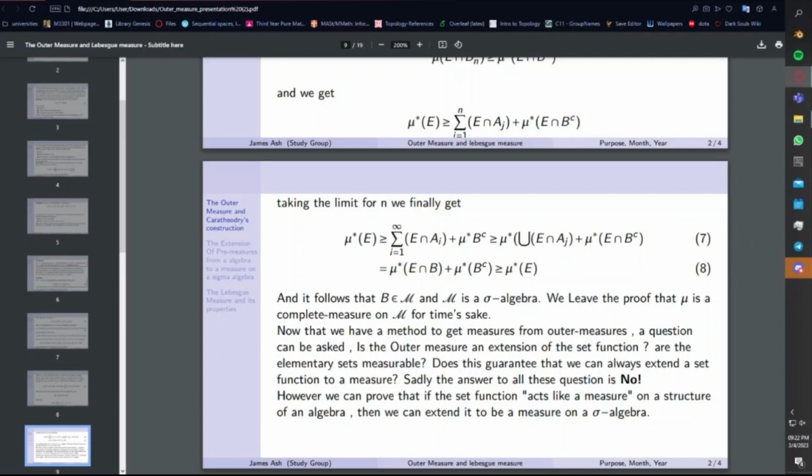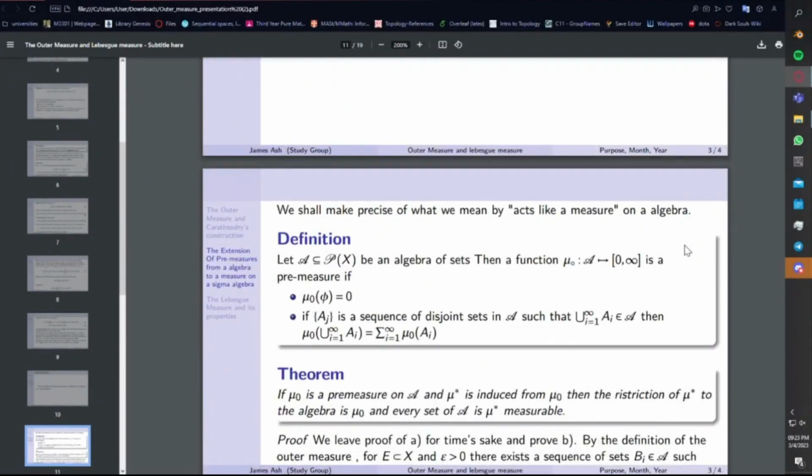For example, in the case of the Lebesgue measure, this set function is going to be the length of the interval, and we want the Lebesgue measure to be an extension of that function. The way we guarantee that is to prove that a certain set function acts like a pre-measure, which is what we will define here. A pre-measure acts like a measure, so it maps the empty set to 0. And if we take a sequence of disjoint sets, it's countably additive. And this of course implies that it is finitely additive, because you can just take a finite set and then take everything else to be the empty set.